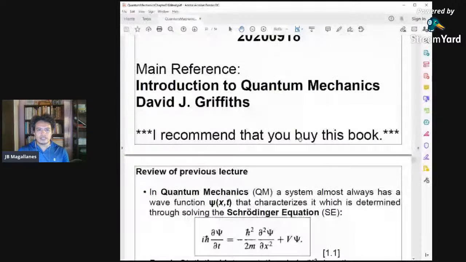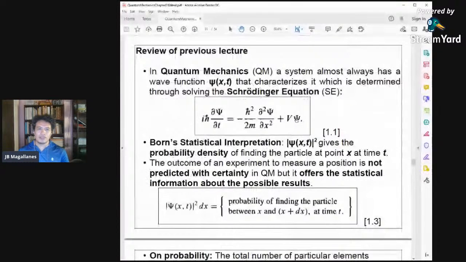So what have we studied in the previous meeting? We know that in quantum mechanics, QM, a system or a particle or system of particles always has a wave function that is a function of space and time, and it is determined through the Schrodinger equation. This is just iħ times the partial derivative of the wave function with respect to time.